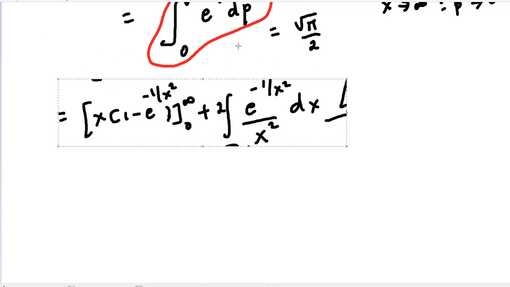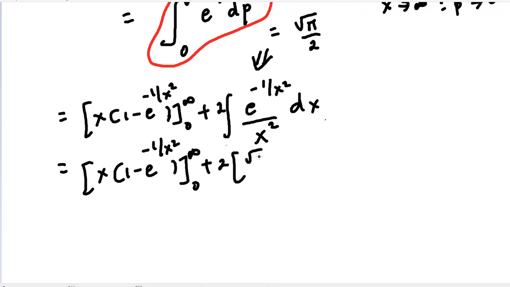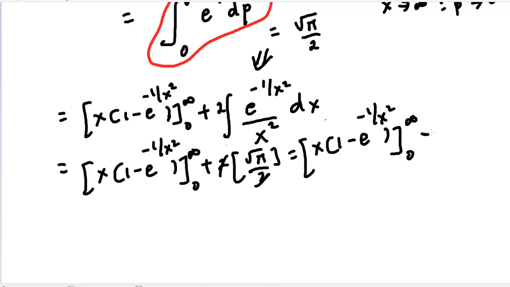So this is what we had, and we have successfully evaluated this quantity, right? We don't need all these extra fittings. So this is substituted here. That would mean I have x times 1 minus e raised to the power of negative 1 over x squared with limit 0 to infinity, plus 2 times root of pi over 2 substituted. So 2 and 2 can be cancelled, giving me x times 1 minus e raised to the power of negative 1 over x squared, limits 0 to infinity, plus root of pi there.